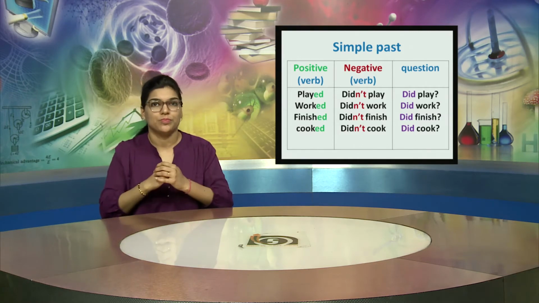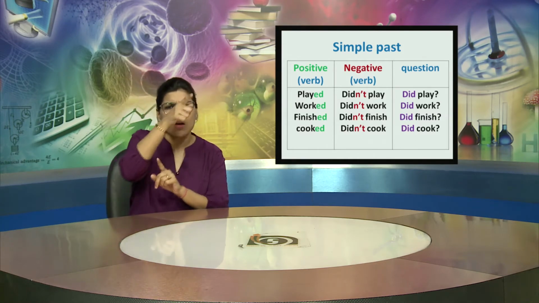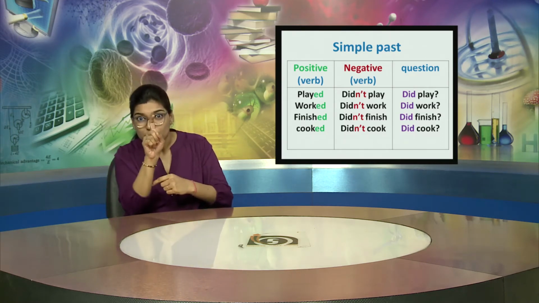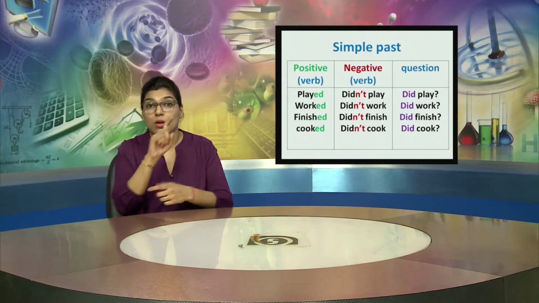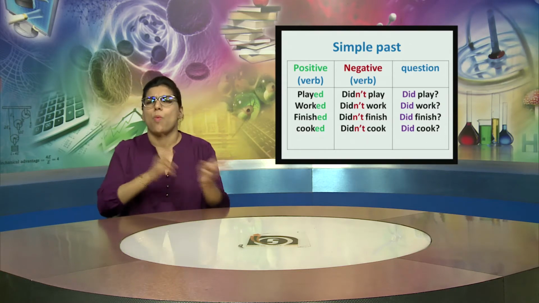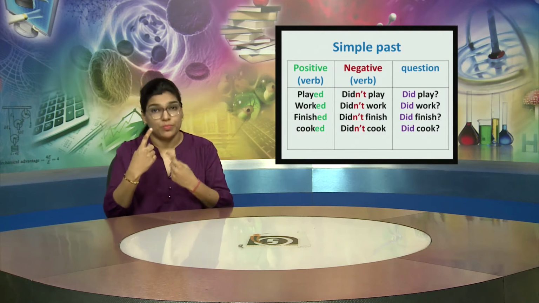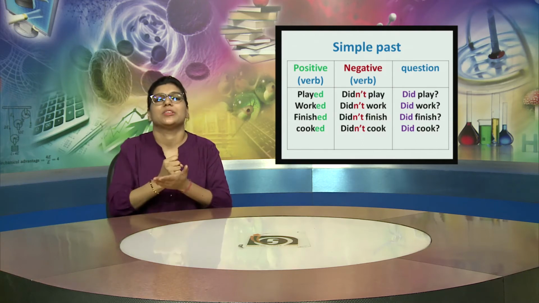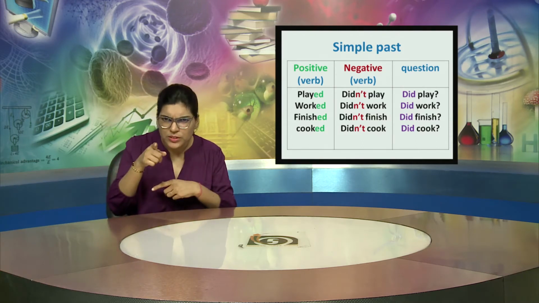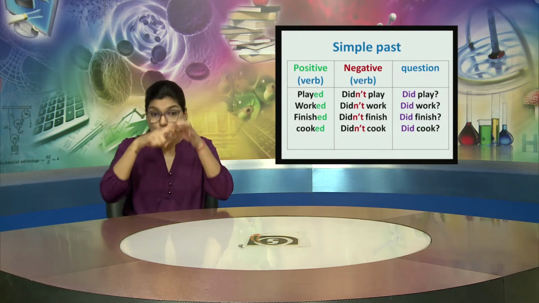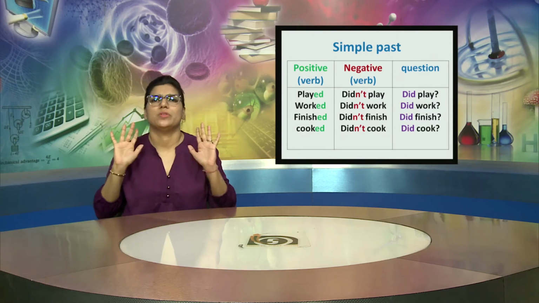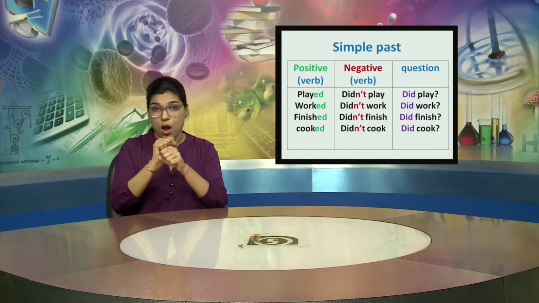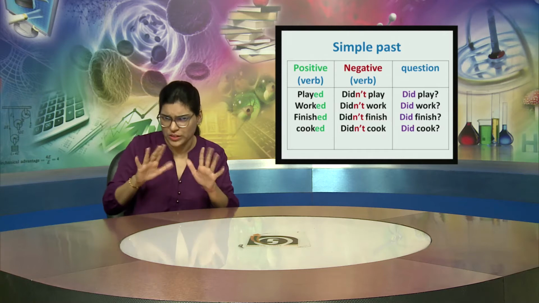Then the third column is did we play? Did play means there is a question mark at the end. That means you are asking a question. It is like a normal conversation. So you need to put a question mark to make it a question statement, so that the person can answer yes or no. Did I play? Yes, I played, or no, I did not play.